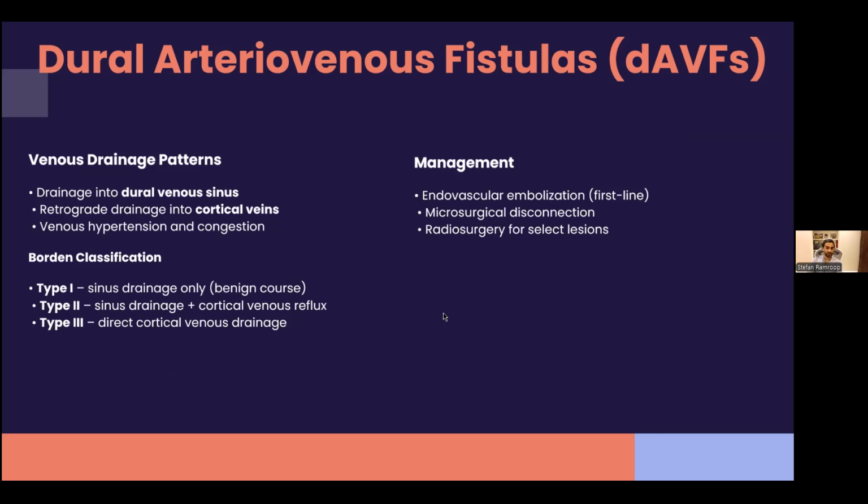So when arterialized blood flows retrograde into the cortical veins, these veins become dilated and fragile, which significantly increases the risk of intracranial hemorrhage and venous infarction. Treatment for these patients typically aims to eliminate the abnormal shunt and relieve venous hypertension. This is most commonly achieved through endovascular embolization, although microsurgical disconnection or radiosurgery may be used in select cases.